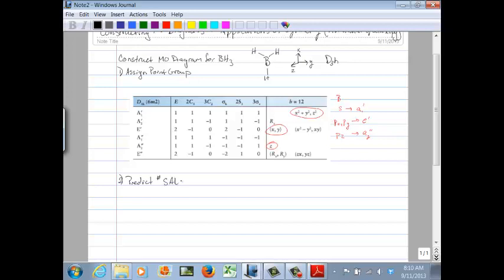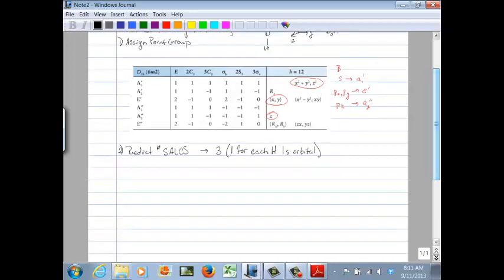And we do this by determining which orbitals in our ligand set, our pendant ligands, are available. So I'm talking about the hydrogens now. Which ligands on those orbitals are available and how many of them? Good, 3. So there's 3 total, and it's 1 for each hydrogen, 1s orbital. All right, so now we can expect 3 SALCs.